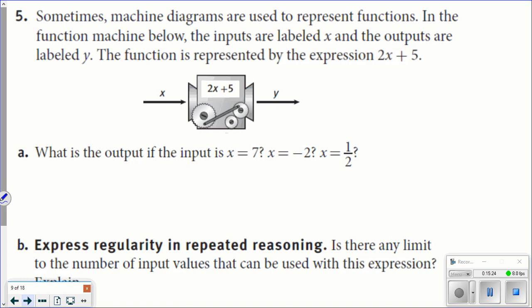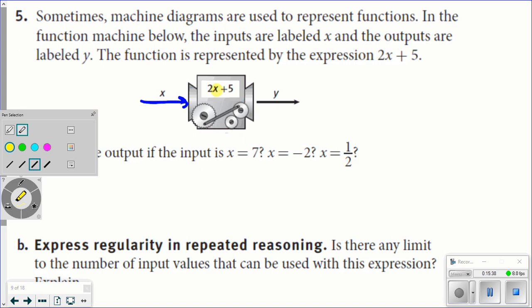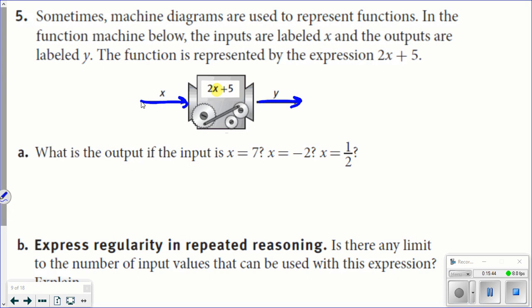Sometimes we can use machine diagrams. So this looks like an input-output function machine here. What we plug in is our x values, and we're going to multiply them by 2, and then add 5. What we get out would be our outputs or our y values. Letter A says, what is the output if the input is x equals 7? What that means is we're going to take this 7 and substitute or plug it in. We actually did this towards the beginning of the year, when we were saying true or false. Is it a solution? Yes or no?